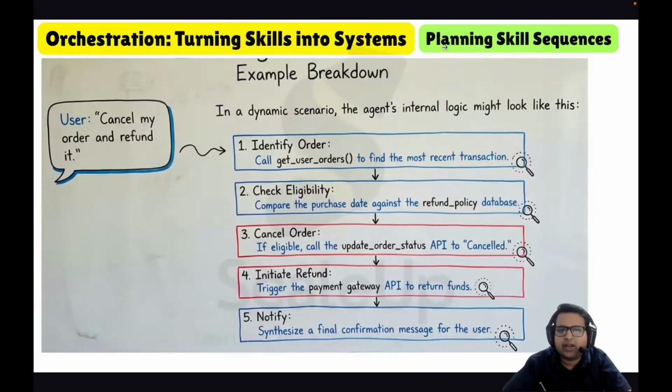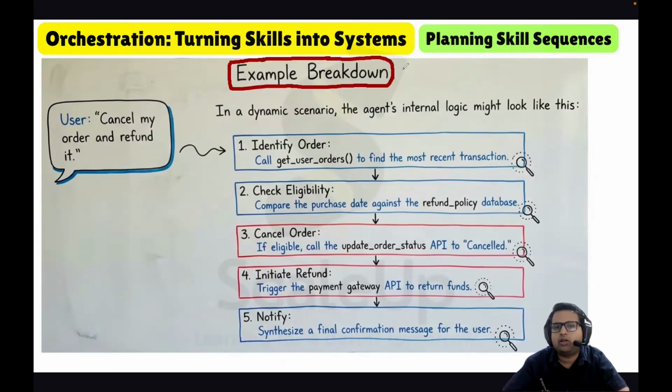Now let us look at an example breakdown of how planning works. The orchestration layer is responsible for planning. Let us look at how planning works in an agentic AI system with an example: cancel my order and refund it. This is the query from the user, and it is very vague because the user is not telling which order. The user is just giving a prompt: cancel my order and refund it.